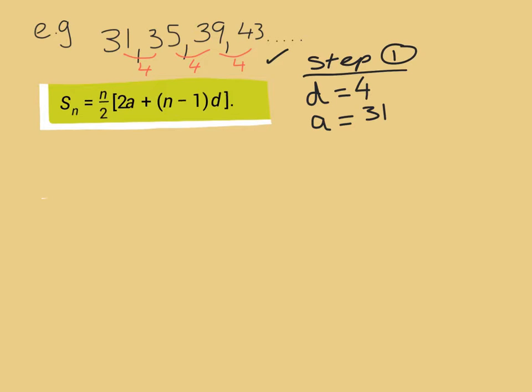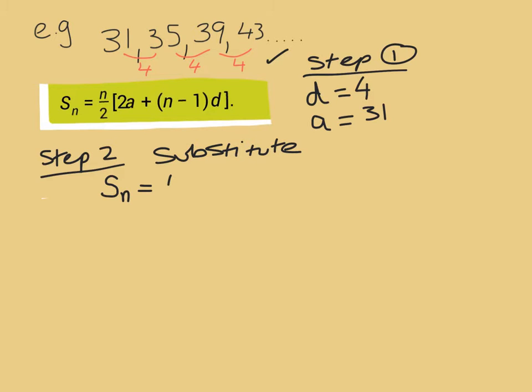And I think as well it's a good thing to write down the formula. I already have it here. So step 2, substitute. So let's substitute into this formula. We haven't been given a value for n, so we just leave it. Sn equals n over 2, and in my brackets I have 2 multiplied by the first term, which is 31, plus n minus 1 in brackets, multiplied by d, which in this case is plus 4.